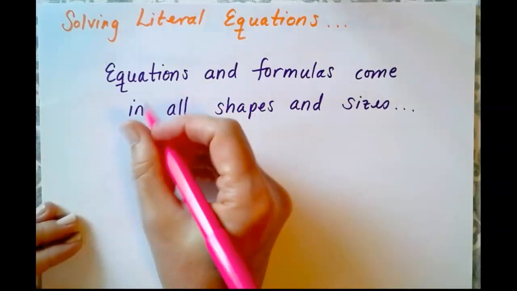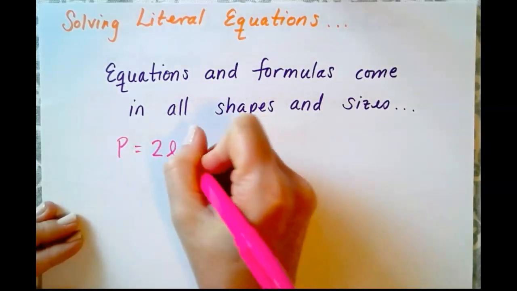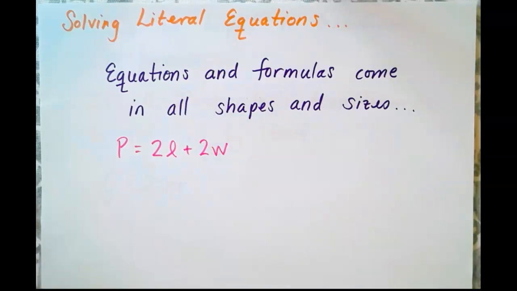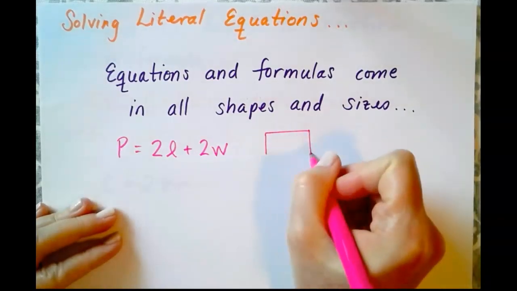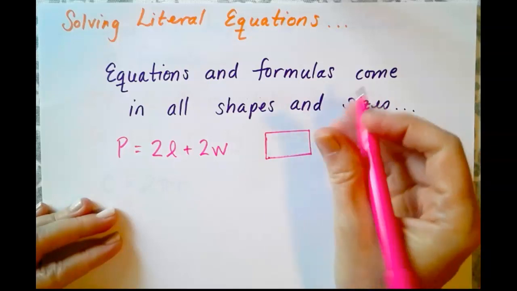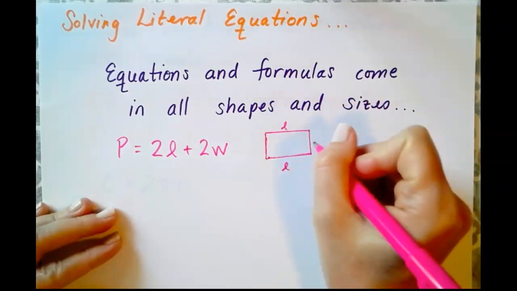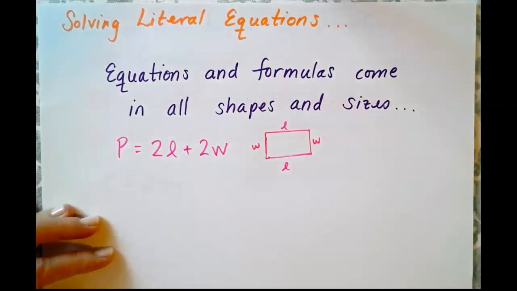I'm sure you've seen this before. P equals 2L plus 2W. Hopefully that's ringing a bell. That's the formula that you can use to find the perimeter of a rectangle, because a rectangle has two lengths and two widths. And if we add them all together, we get the perimeter.